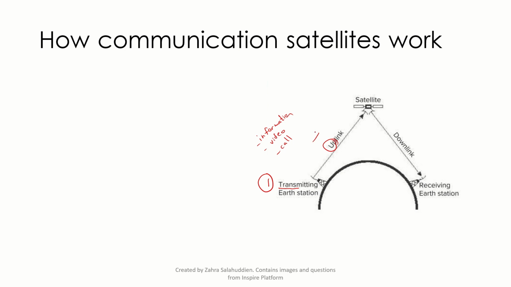Because it's going up, we say uplink. The uplink sends the information, the video, the call, whatever message you are sending, it goes up. It goes up to space. In space, it goes to the satellite. This satellite then makes the message stronger and sends it down. It will send it down as a downlink. So it goes down to Earth as a downlink.